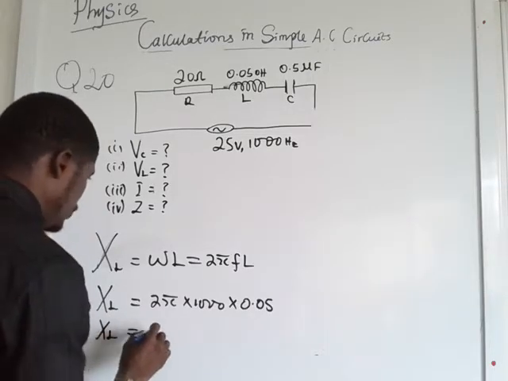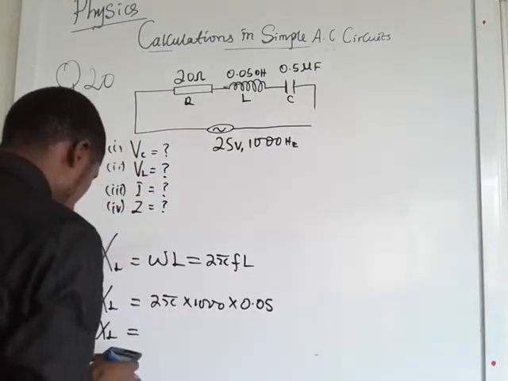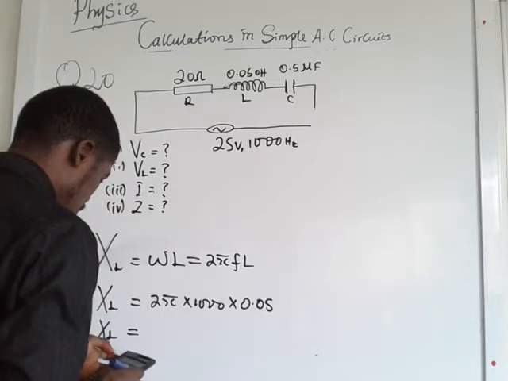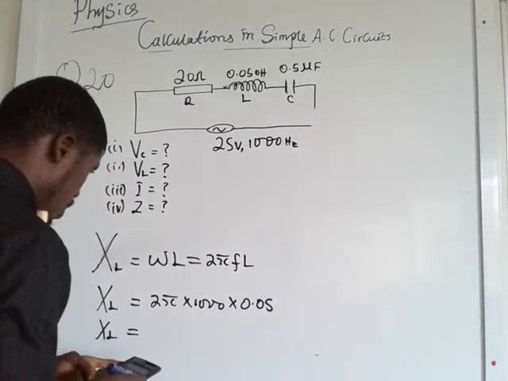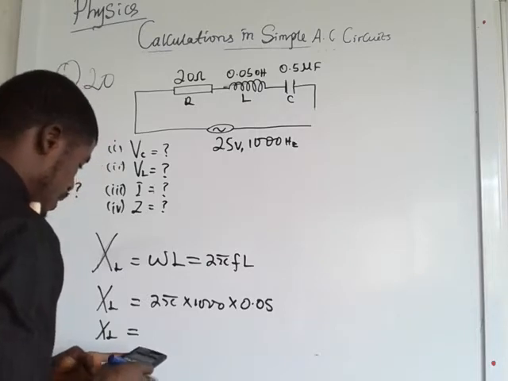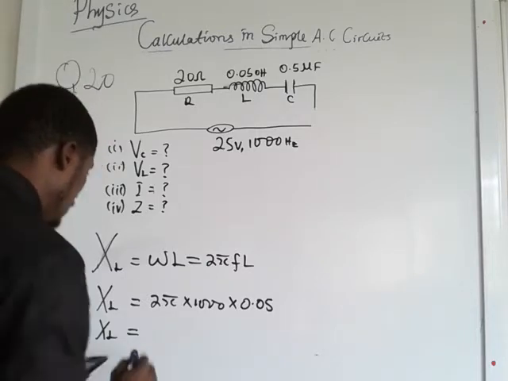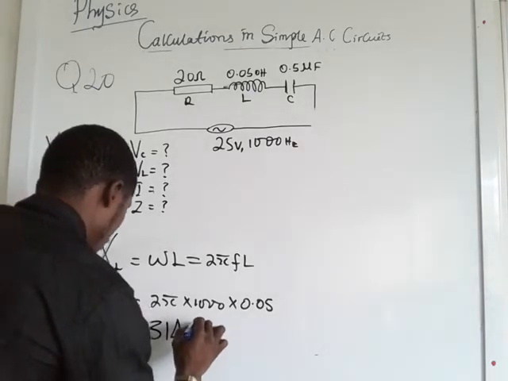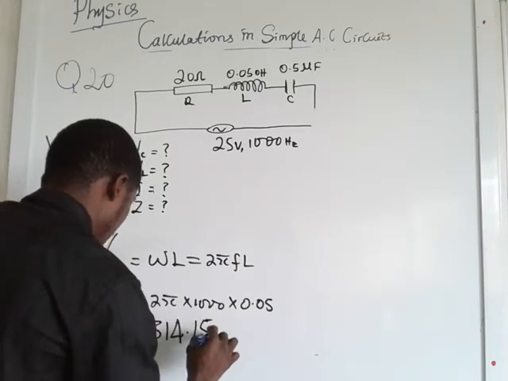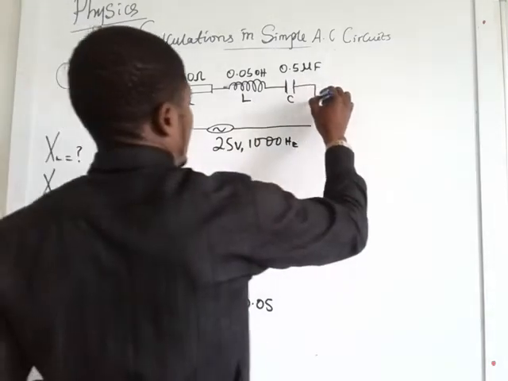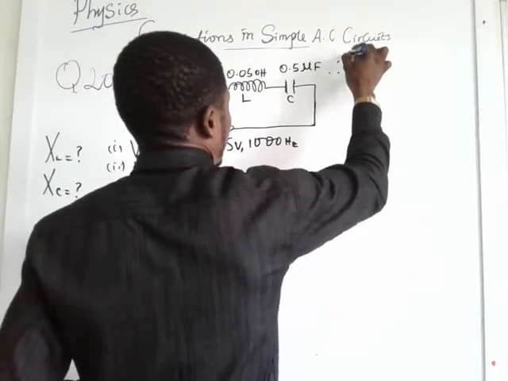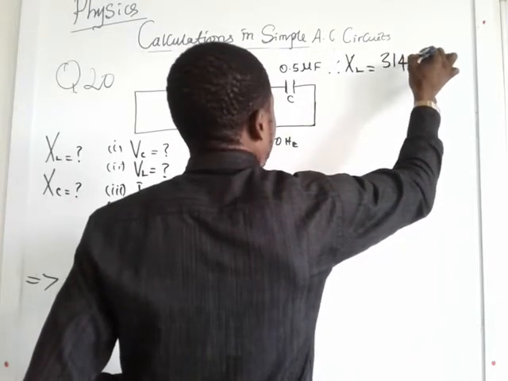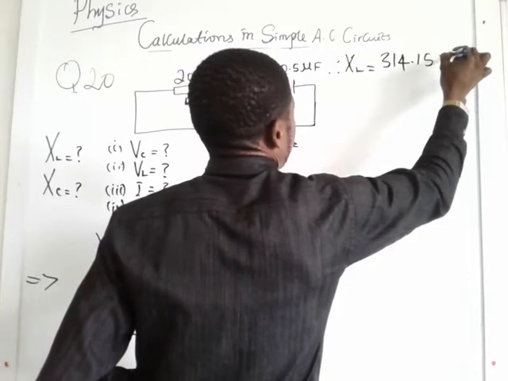XL is equal to 2 pi times 1,000 times 0.05. So we have 314.15. So we can write up here, therefore our XL is equal to 314.15 ohm.